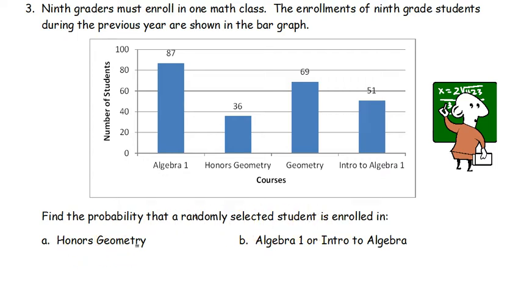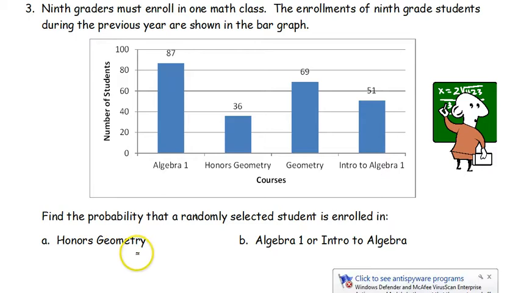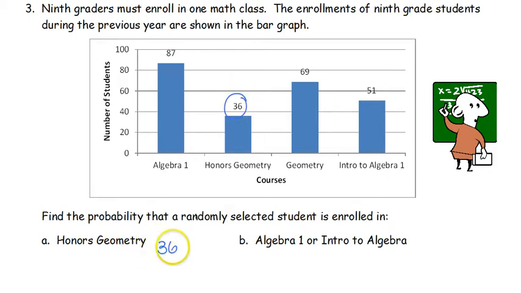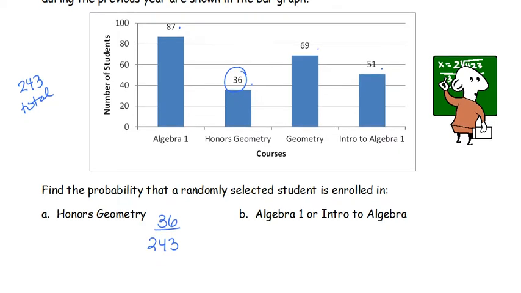Well, again, the formula is the same. It's successes on top, total on the bottom. So I want to look to see how many kids are actually in honors geometry. There are 36 kids in honors geometry. Well, I'm going to put that over the total number of all freshmen. So I have to add up 87, 36, 69, and 51. When I add up all those, I see that I get 243 total students. So 243 is going to go on the bottom. When you are writing your probability, it should always be written in lowest terms. So our probability here would be 4 out of 27.